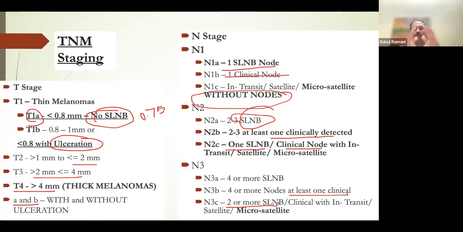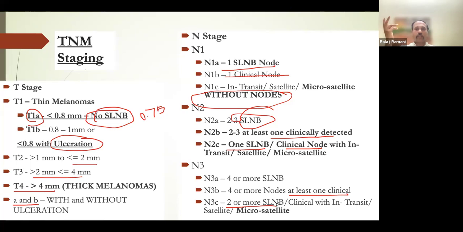Okay, now I think it will be clear. N1, N2, N3. N1 is one node, N2 is 2 to 3 nodes, N3 is going to be 4 or more nodes. So N1 and ABC is what? A is SLNB, B is clinical, C is in transit. So N1 is one node. A means it is only by SLNB. N1B is only one node, which is clinical. And N1C is a satellite nodule without any nodes, right?